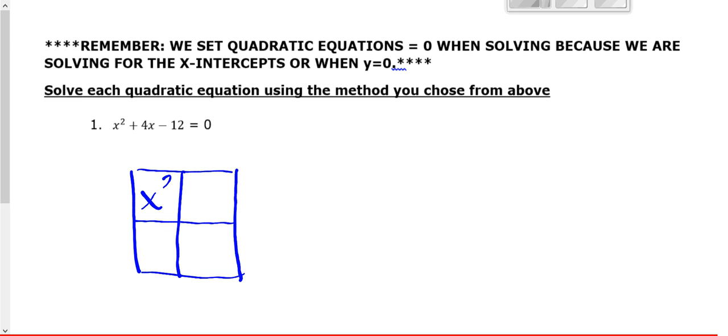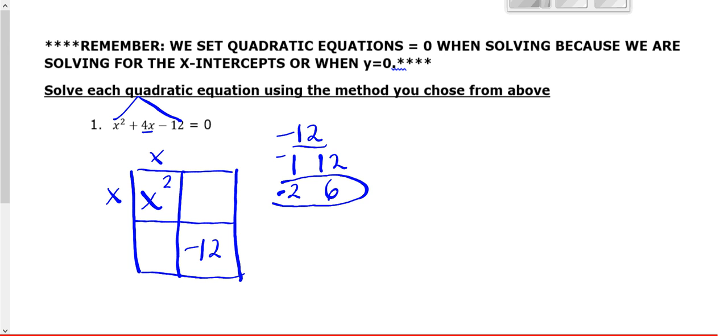So I have x squared and x. That means this must be x times x. Okay, I'm looking for two numbers that multiply to give me negative 12 and add to give me 4x. So I have 1 times 12, or negative 1 times 12. I have negative 2 times 6. And 6 and negative 2 also give me positive 4. So I can place negative 2x and 6x. If this is 6x, then this must be 6. And this will need to be negative 2.